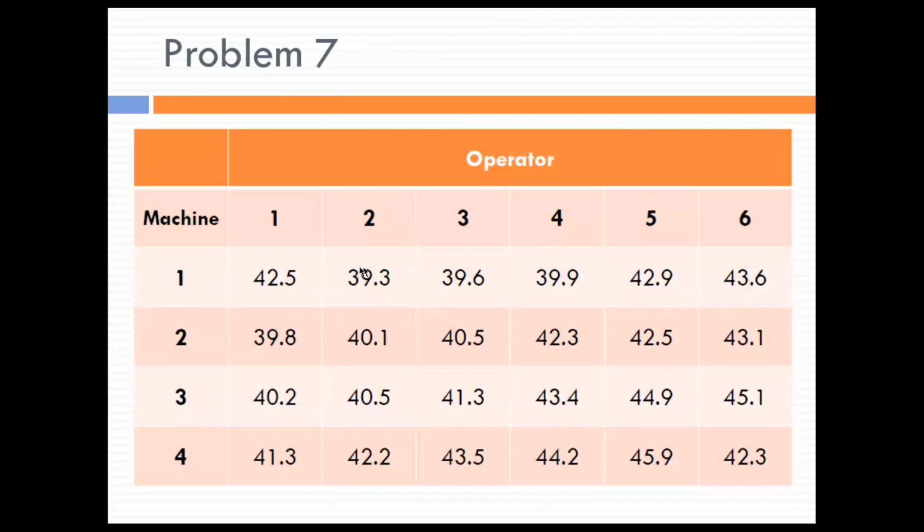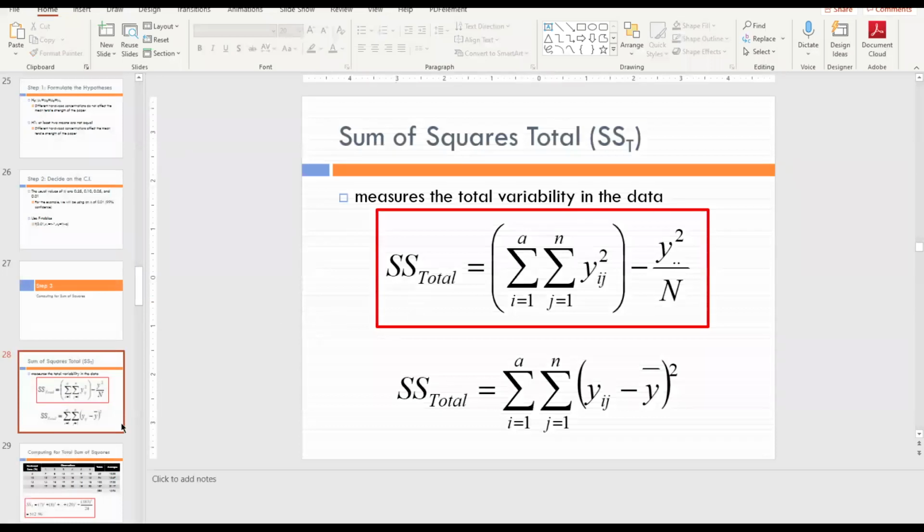Okay? So ito, we have machine 1, we have different operators. Tapos wala tayong replications, no? So we have only one replicate for each treatment combination natin. Okay, so ito yung mga treatment combination natin. We have machine 1 and operator 1, machine 1, operator 2, machine 1, operator 3, etc.